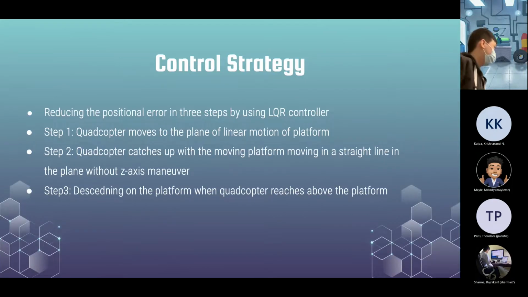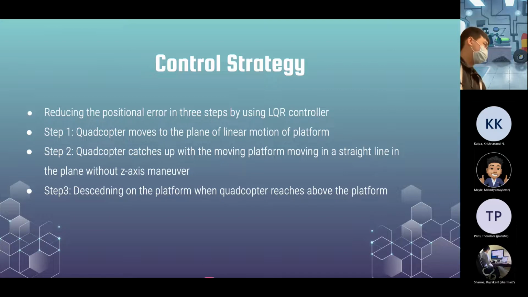A simple control strategy of 3 steps, where the quadcopter will move towards... we are just considering a linear motion of the platform for our ease. The quadcopter will first move towards the plane along which the linear motion of the platform is occurring, and then it will try to follow the plane, and as soon as it is on top of the platform, it will gradually drop onto the platform. That would result in a safer landing.